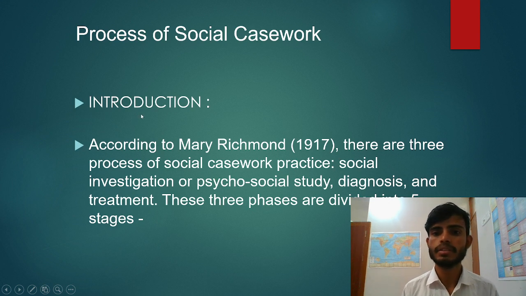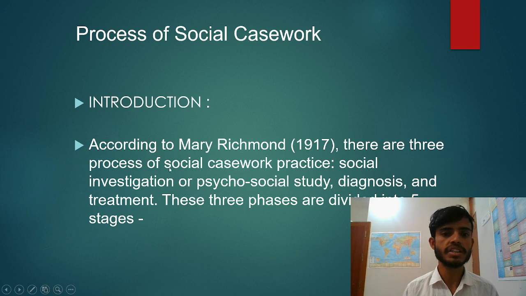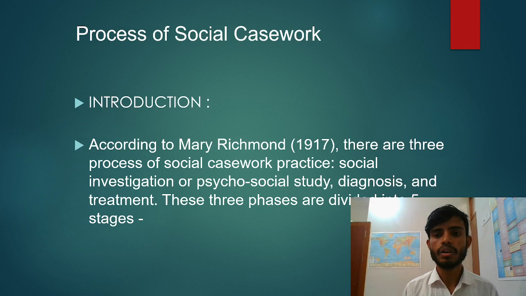According to Mary Richmond, 1917, there are three processes of social casework practice. When social casework started, there were only three processes: social investigation, which is also called psychosocial study, second is called diagnosis, and third is called treatment. Now the phases have been divided into five stages.